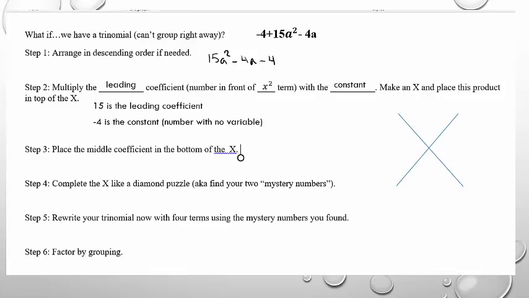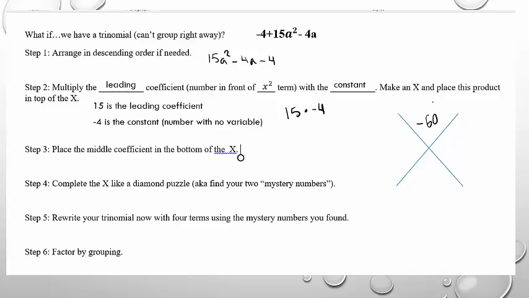I'm going to go ahead and make my x. And in the top, I'm going to do 15 times negative 4. So if you have a minus sign or a negative in front of something, then make sure you use that as a negative 4, not a 4. 15 times negative 4 is negative 60. So that goes in the top of my x.